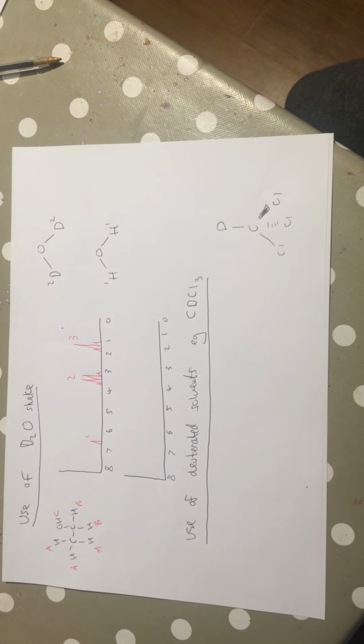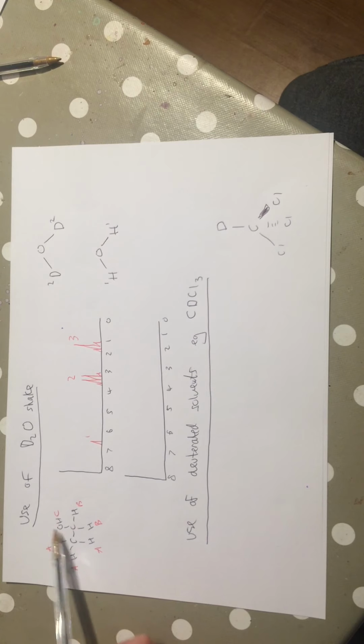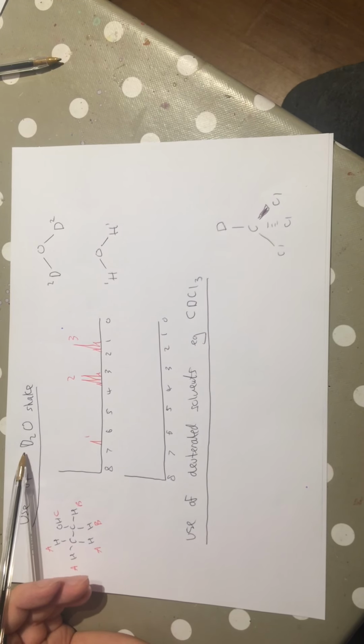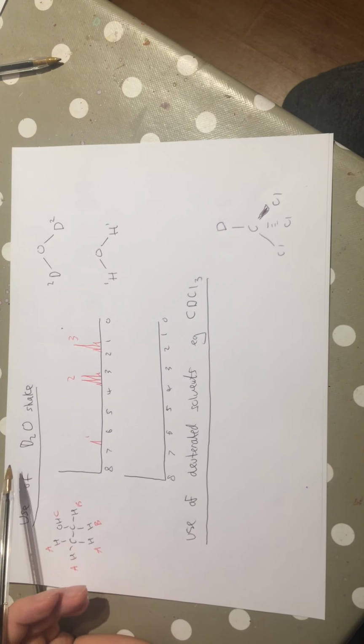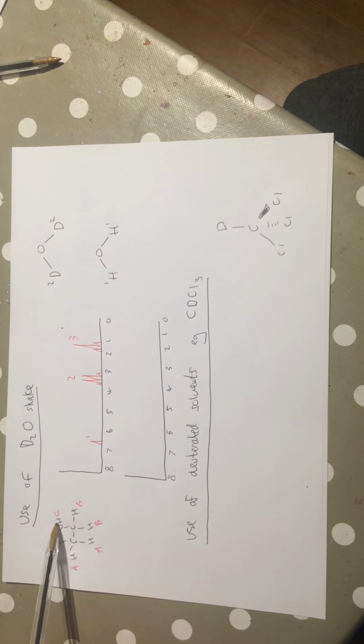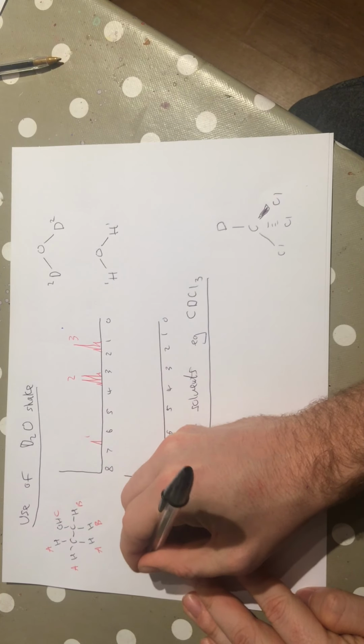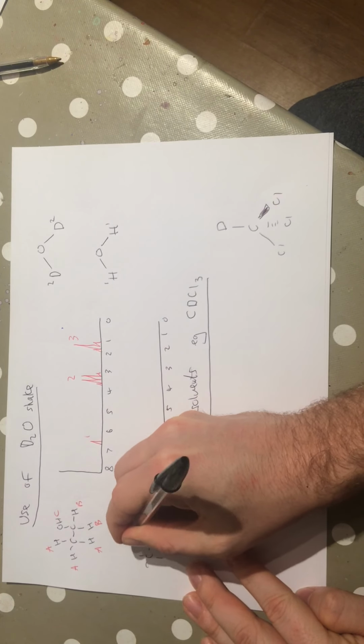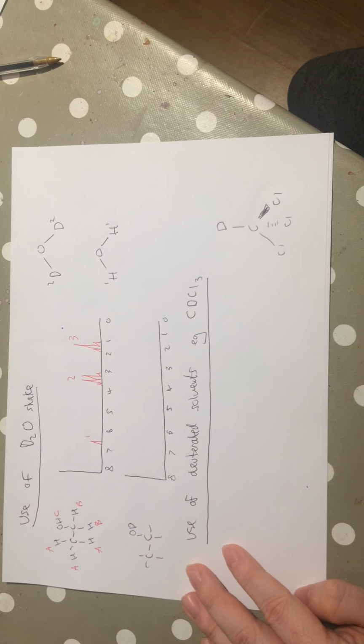So what we do is we shake our OH molecule or NH molecule with D2O, and then the deuterium swaps over for the hydrogen on the OH or the NH. So that's going to give us this. Now it's OD, but only on OHs or NHs.